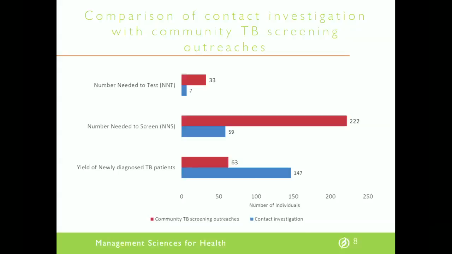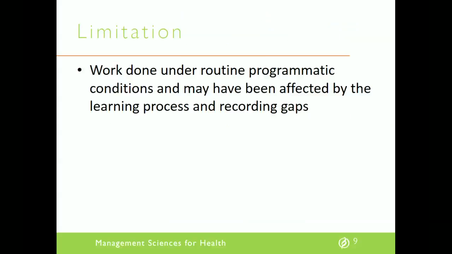I have to note that the number needed to screen here is slightly higher, almost double, the estimated number from systematic reviews. But we think that this could have been due to gaps in the data collection and the tracking processes during these interventions, given they were done under routine program conditions. And so this is the limitation.